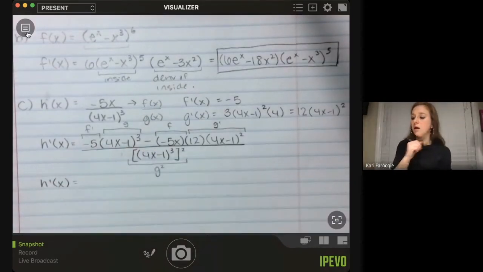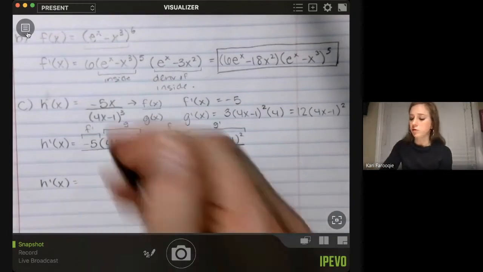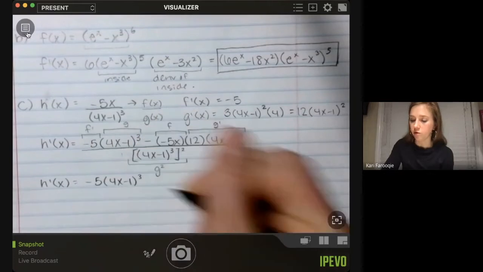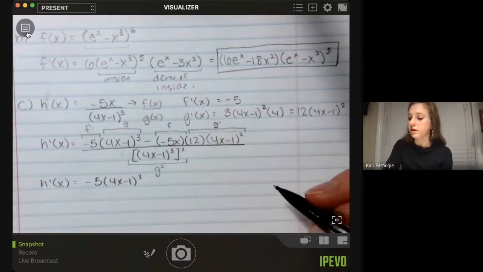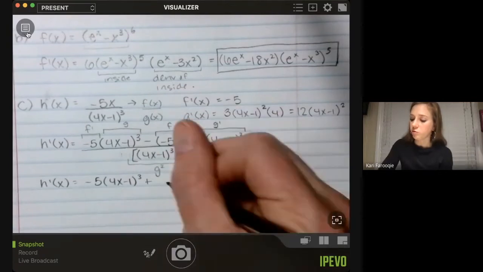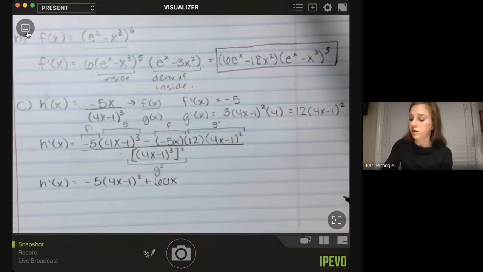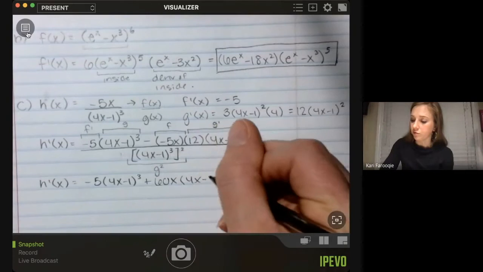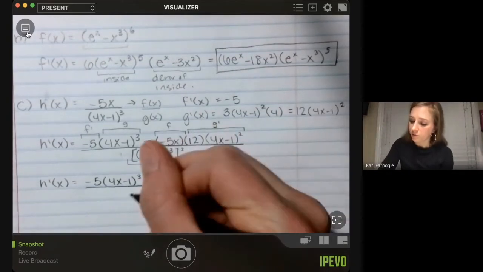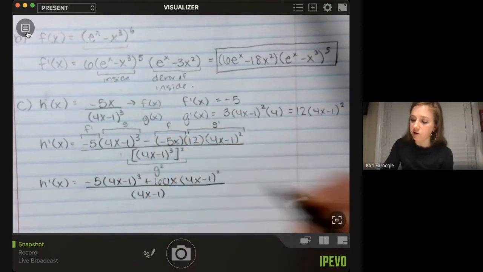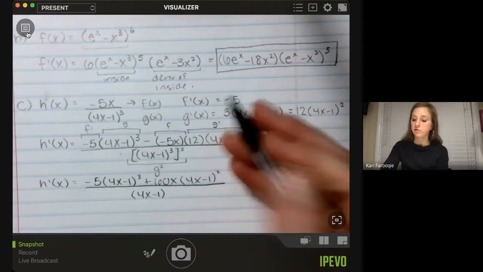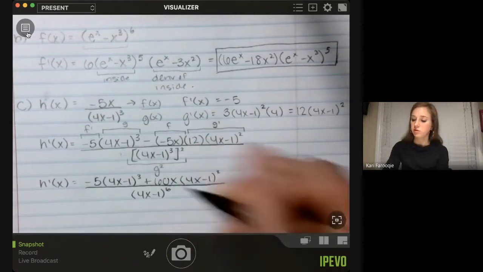Okay. This one I'm going to leave here for right now because I'm certainly not going to cube 4x minus 1. I wouldn't even want to at this point. I have a minus a negative, which is a plus. 5 times 12 is 60. Then I have this factor of x, 4x minus 1 quantity squared, divided by, and remember in the denominator, when you take a power to a power, you multiply the powers. So 3 times 2 gives you 6.